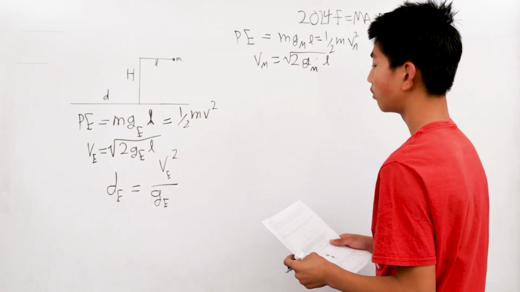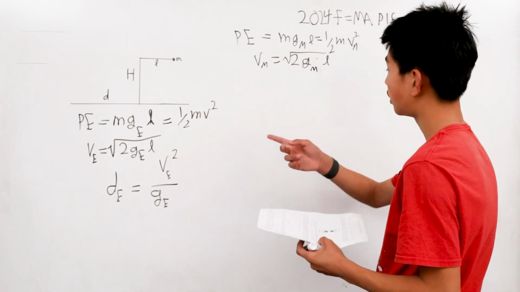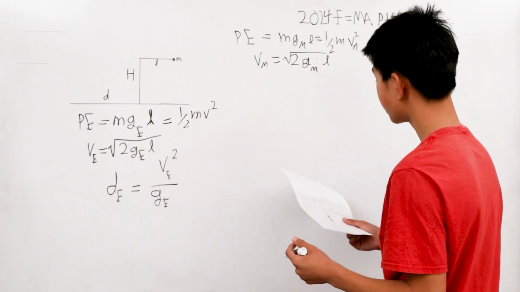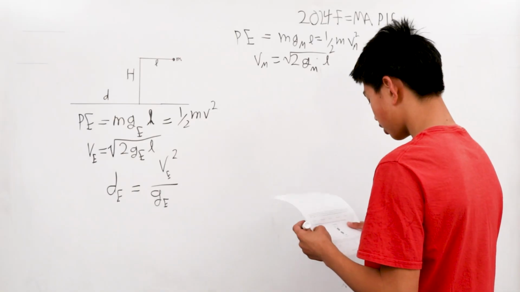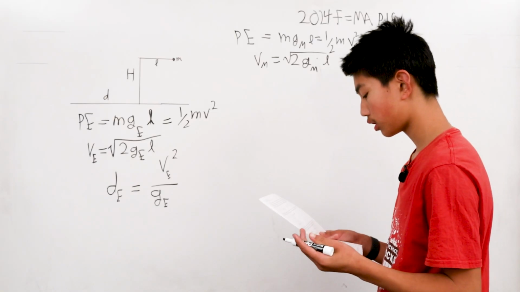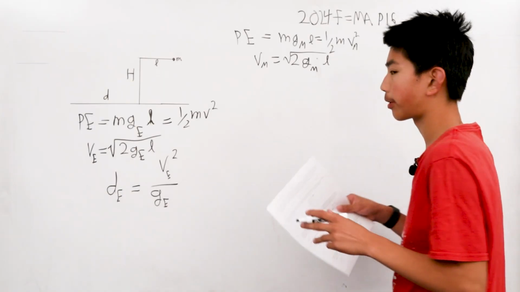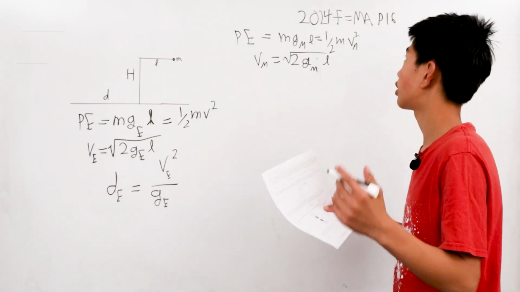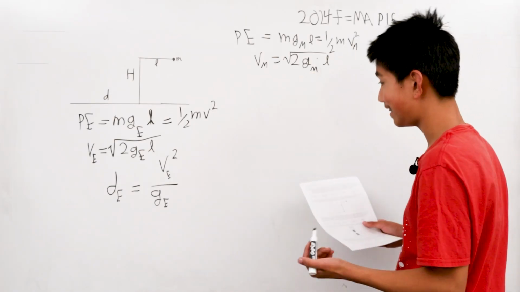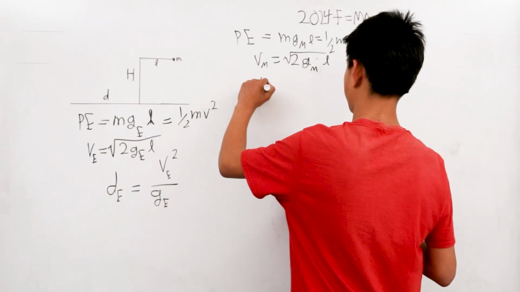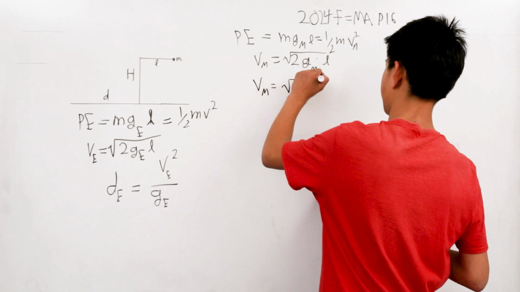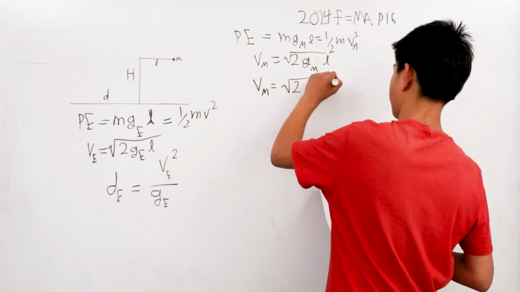Well, what is the g on the moon equal to? On Earth, it has 6 times more gravitational acceleration than on the moon. So therefore, we can write it as g_E over 6. So the velocity on the moon is equal to the square root of 2 times g_E over 6 times our L here.